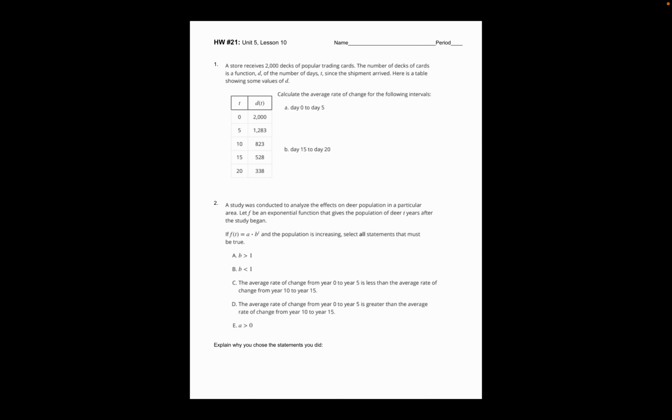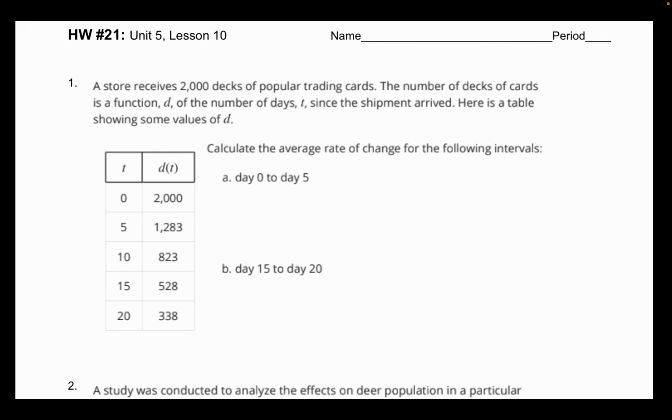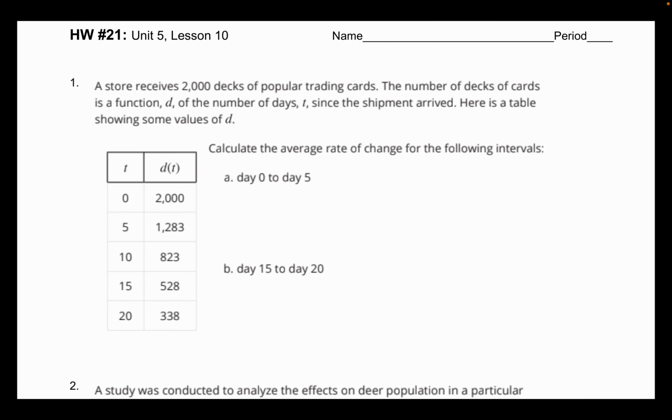So let's look at this first question. We have a store receiving 2,000 decks of popular trading cards. The number of decks of cards is a function D of the number of days since this shipment arrived. Here is a table showing some values of D. We want to calculate the average rate of change for the following intervals: day 0 to day 5 and day 15 to day 20.